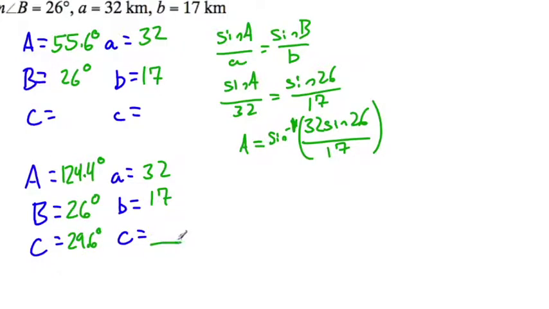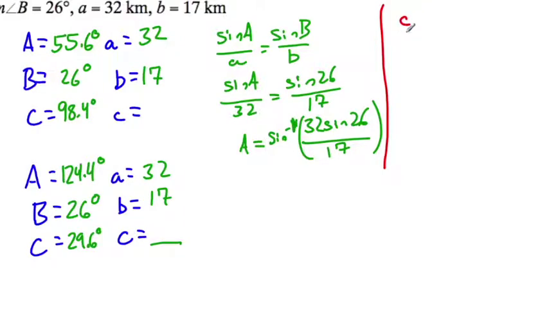So now I just have to find out what angle C is. Now in this original triangle, I have 55.6 and 26 degrees, which add up to 81.6. That leaves me with 98.4 degrees. So now I have these two situations here. I have these two problems, and I just solve them individually.